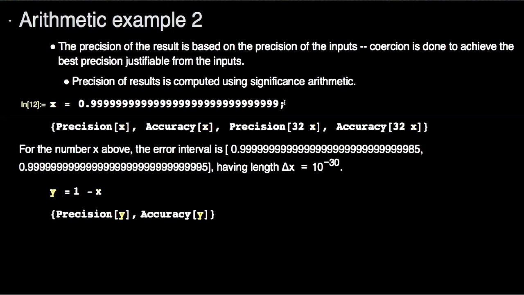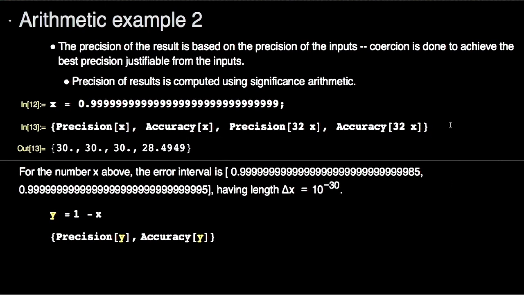Okay, so now let's look at actually presenting inputs. Let's start with a number, say 0.999999, with lots of 9s. If I enter enough digits, Mathematica will automatically realize that you mean something with more precision than a machine number, which only has about 16 digits. And so I've got a precision. There are commands that allow you to investigate this. So this has 30 digits.